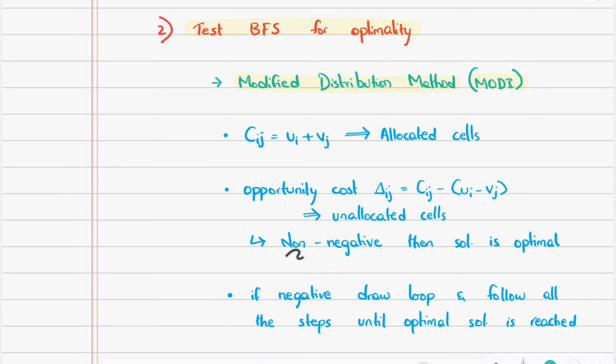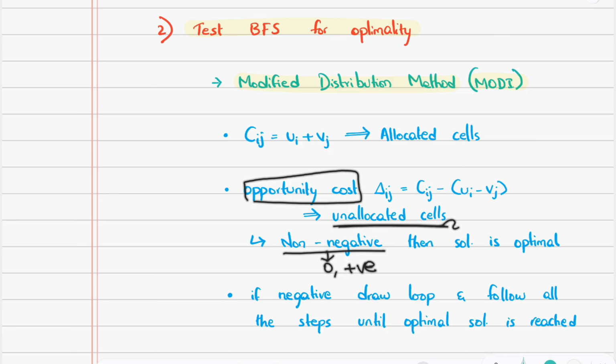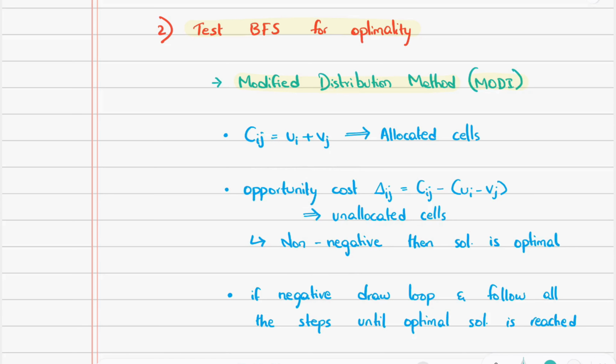Now, if the opportunity cost values are non-negative, then the solution is optimal. Non-negative means it has to be either 0 or positive. If all the opportunity cost values for the unallocated cells are non-negative, then the solution is optimal. This basically means the allocation that you made in the basic feasible solution is going to give us the minimum transportation cost.